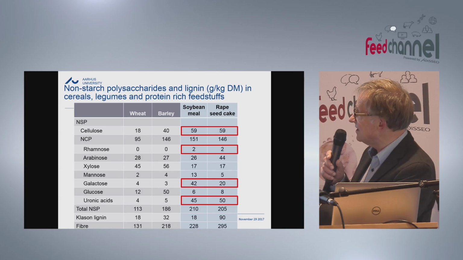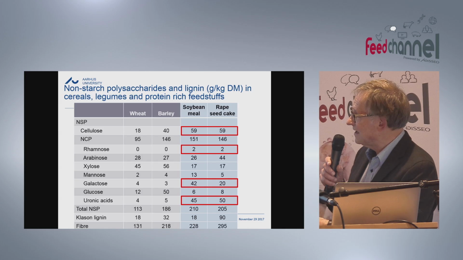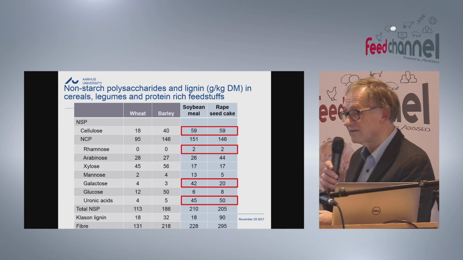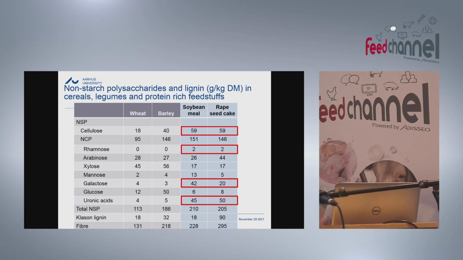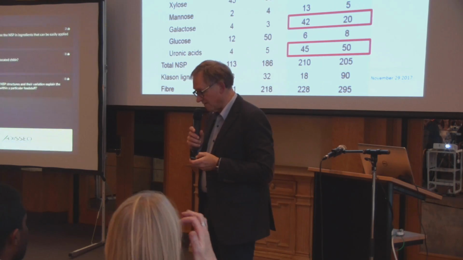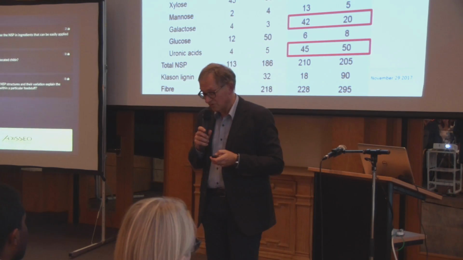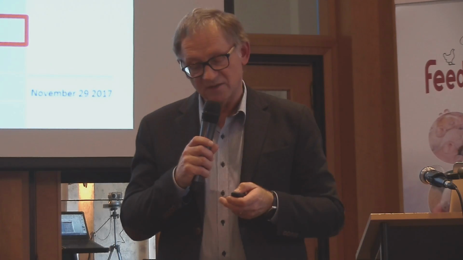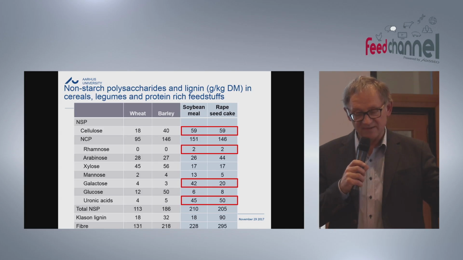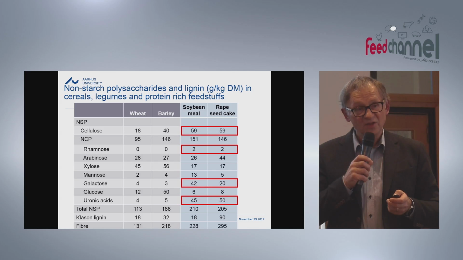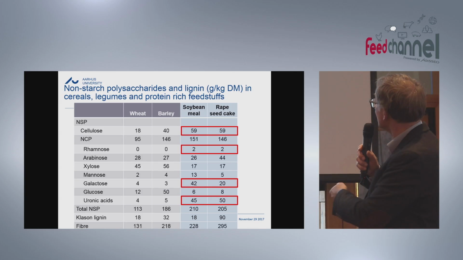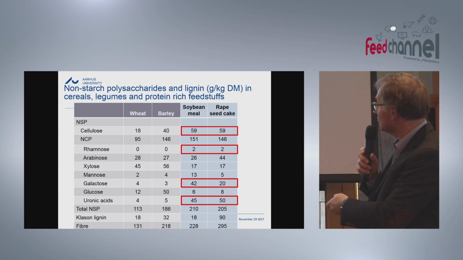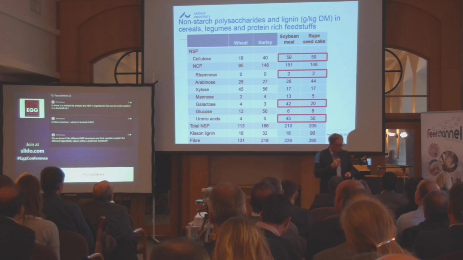The components we see here in terms of rhamnose, galactose, and also uronic acids are markers of the pectins in the materials in the soybeans and the rapeseeds. And you can see, for instance, with uronic acids, which are the backbone of the pectin polysaccharides, that there is far more with the soybean meals and the rapeseeds as compared to what you have with the cereals.